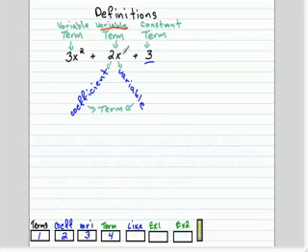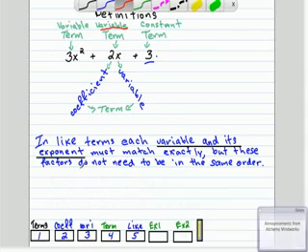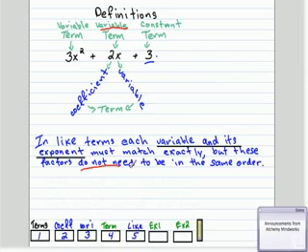If x is 3, then that term is worth 6. If x is 4, then that would be 2 times 4, or 8. The constant term is just that. It's always going to be constant. Then we have what they call like terms or unlike terms. In like terms, each variable and its exponent must match exactly. But these factors do not, so they don't need to be in the same order.